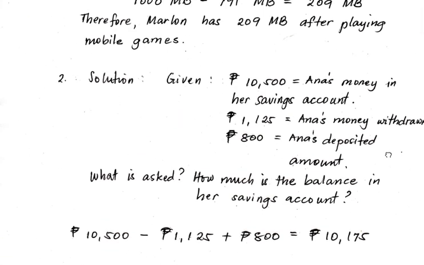are the following. We have Anna's money in her savings account. We have 10,500 pesos. Then money withdrawn by Anna is 1,125 pesos. Then after withdrawing, Anna deposited 800 pesos. What is asked? How much is the balance in her savings account?